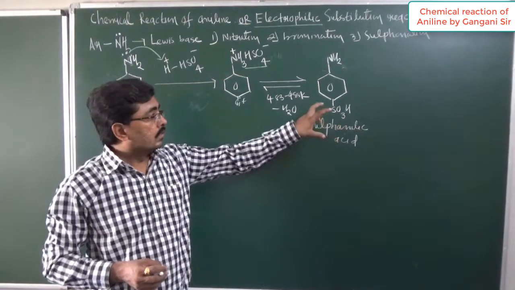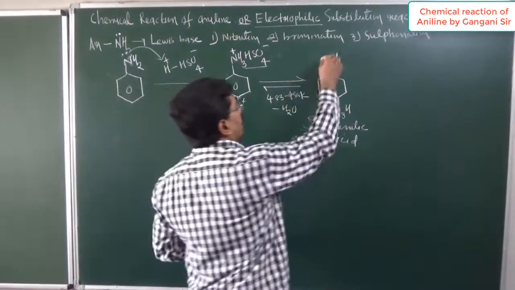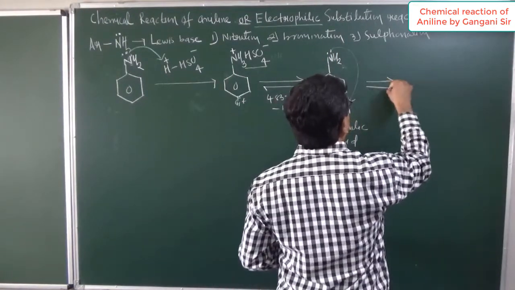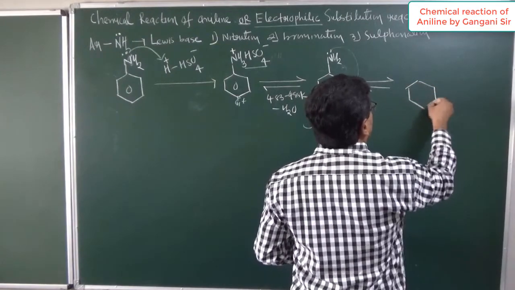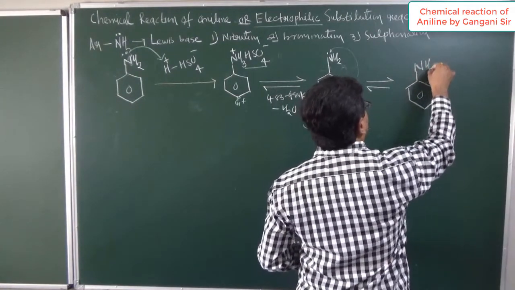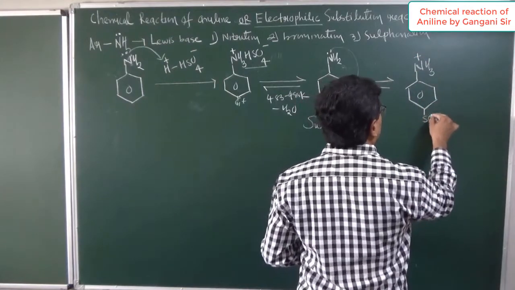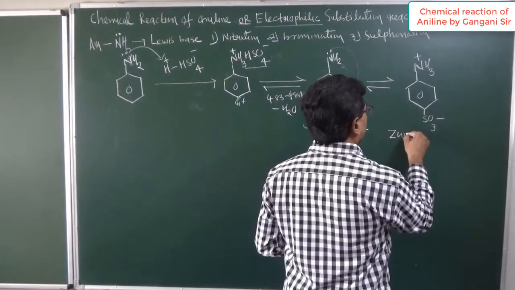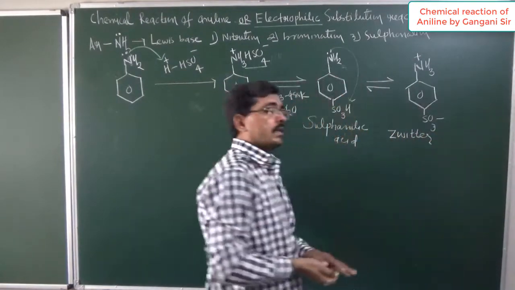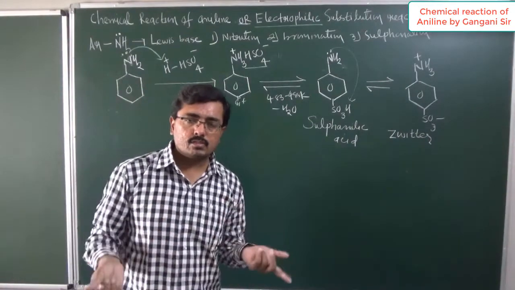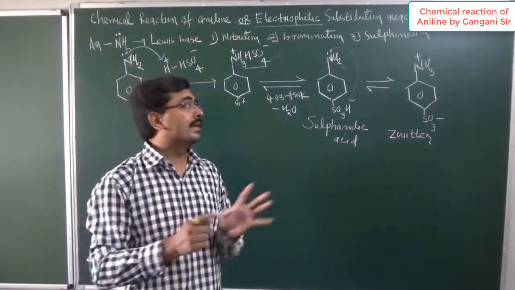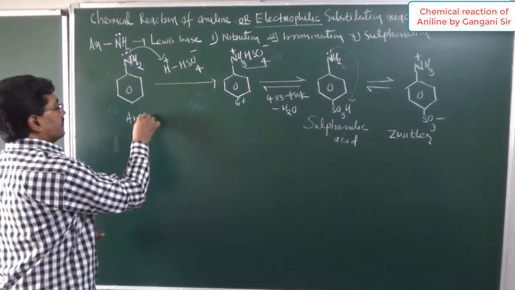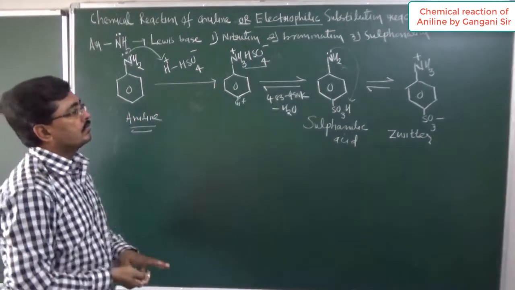Here this structure has a resonance. Nitrogen has a non-bonding electron pair, so nitrogen gives its electron pair to hydrogen, and as a result this type of Zwitter ion is obtained, NH3 plus and SO3 minus. This is considered a Zwitter ion. What does Zwitter ion mean? If on a single structure positive charge is also present and negative charge is also present, then it is known as a Zwitter ion.